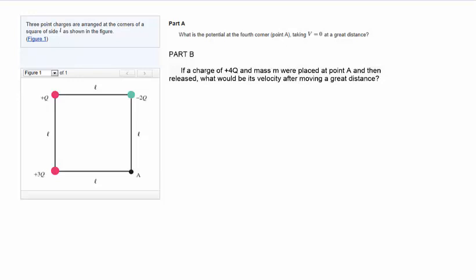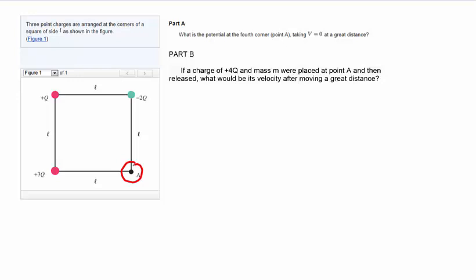Three point charges are arranged at the corner of a square of side L as shown in the figure. We have two parts to the problem. In part A, we are to find the potential at the fourth corner while taking as a reference V equals 0 at a great distance. And in part B, we are asked that if a particular charge were to be placed at this corner and then released, what would be that charge's velocity after moving a great distance?